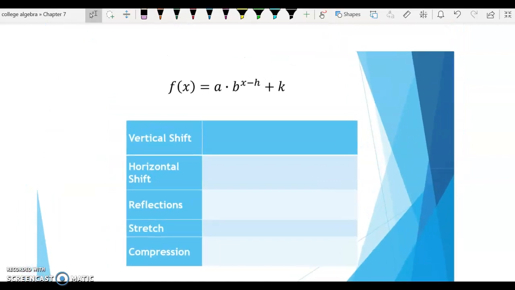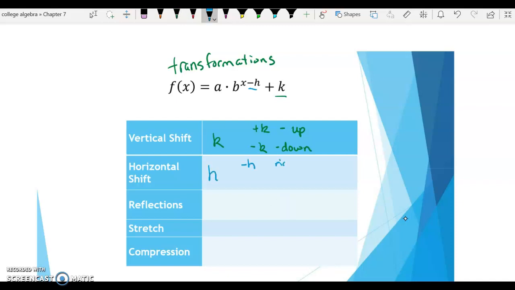Okay, next thing, transformations. We've done these before, guys. They're almost similar. The vertical shift is going to be your k. If I have a positive k, that means I'm going to go up. If I have a negative k, that means I'm going to go down. Horizontal shift is going to be your h up here. If it's a negative h, remember, left is right, I go right. If it's a positive h, I go left. So I'm going to say left is right here.